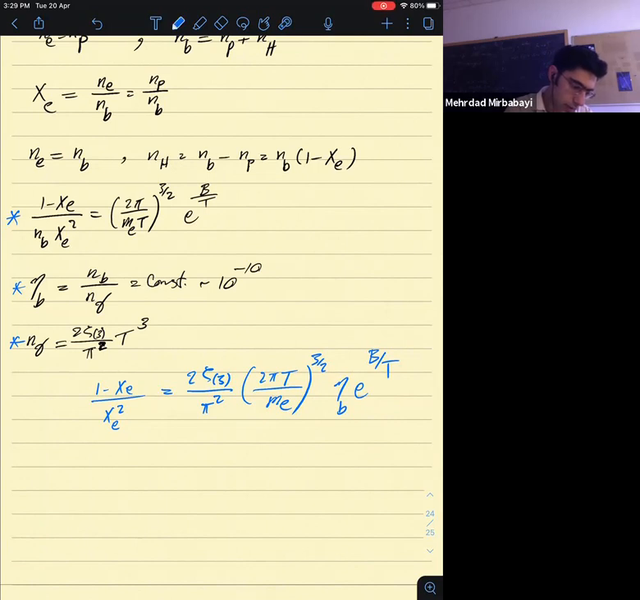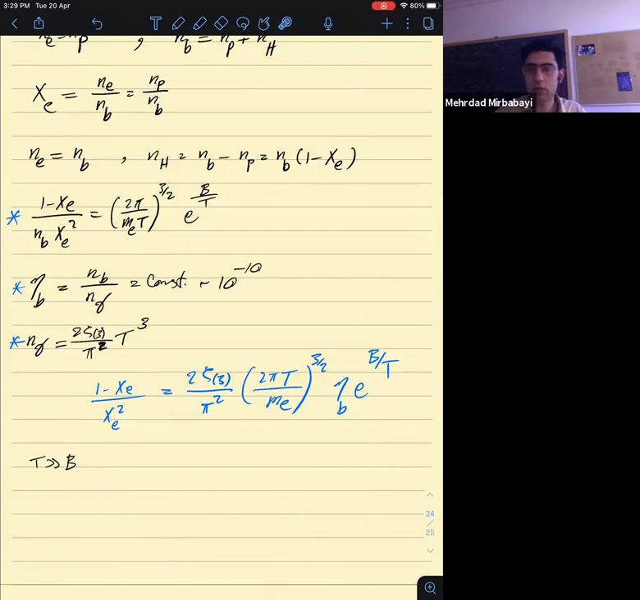So let us see what happens to it. If we go to temperatures much bigger than the binding energy of the hydrogen atom, obviously what we would expect is that most of the hydrogen atoms are ionized. So most electrons are free electrons, and most protons are free protons. It means that Xe, the ratio of free electrons over the total number of baryons, would be very close to 1, and therefore this ratio is close to 0.